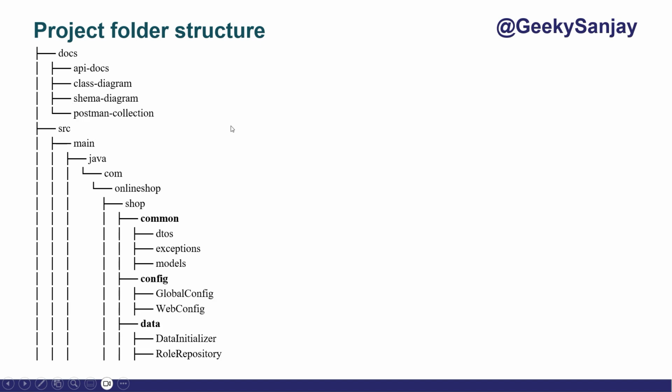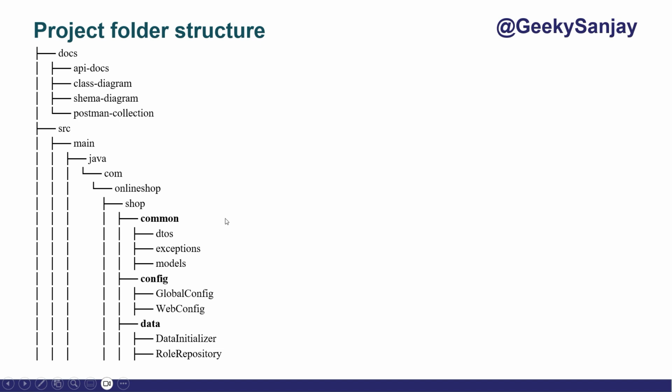Now in detail we can see what we will add inside the docs folder. I have created API docs, class diagram, schema diagram, and Postman collections. These four things I have added in the docs folder. If someone is using my project and wants to know about it, how to run it, what APIs we are using, how we structured it with the class diagram, and using the schema diagram, you can see our database schema.